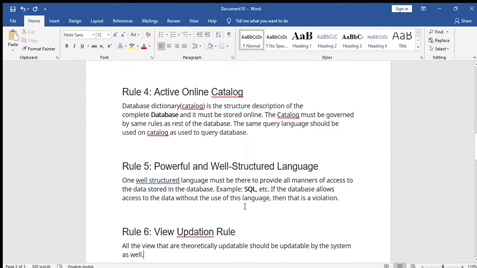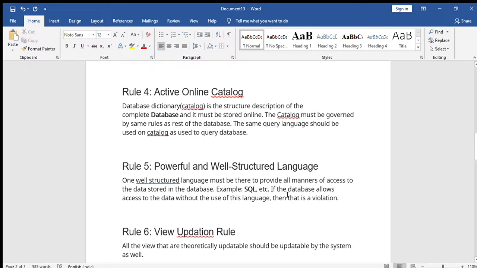Powerful and well structured language. So to develop the database, we need to use a powerful, perfect language, right? Suppose a customer requires more from the database, but we use a very limited language, then there will be a mismatch. To avoid that mismatch, we need to use a well structured language. One well structured language must be there to provide all manners of access to the data stored in the database. Example, SQL, MySQL. Like this, we have different types of languages.